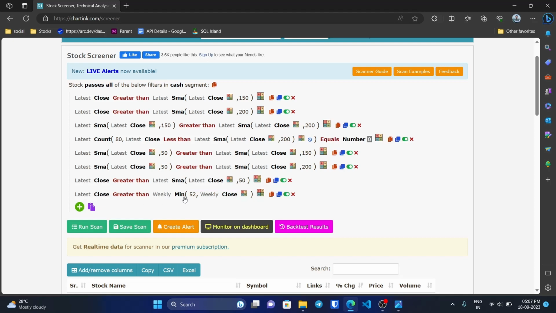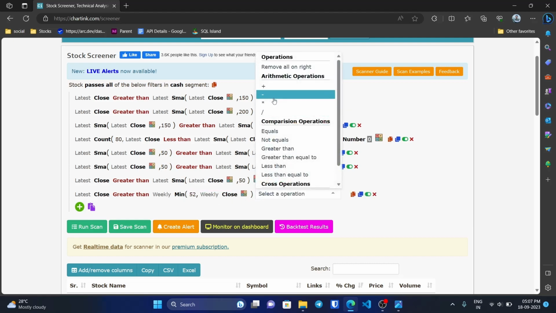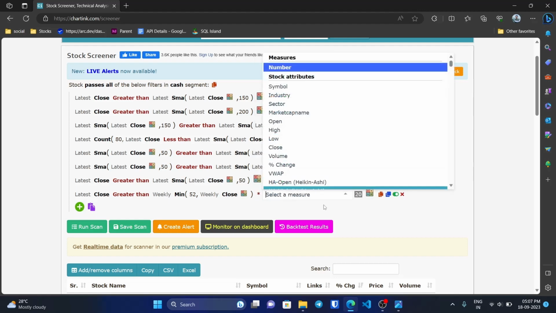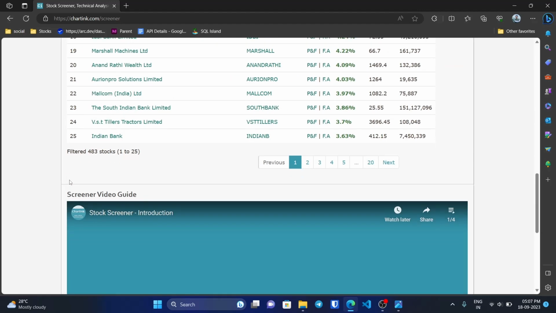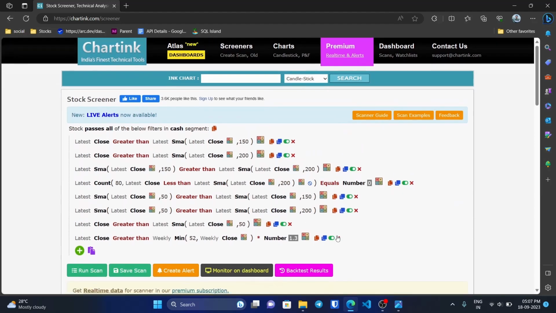Now we need to check whether the latest close is at least 30% above the 52-week low. So we need to multiply the 52-week low with the number 1.3. Okay, now we will run the scan again. So now we have again reduced to 483 stocks.